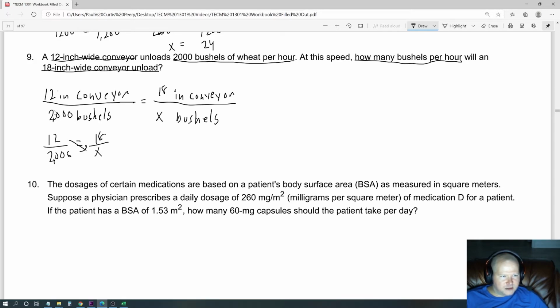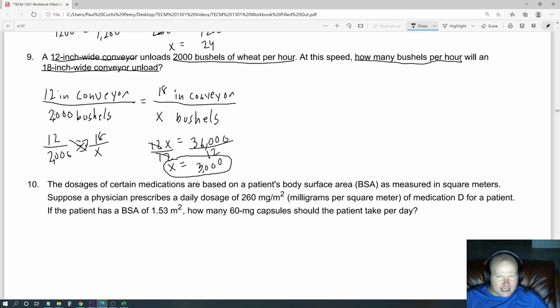We do cross multiplication. 12 times x is 12x, and we have 2,000 times 18, which is 36,000. Then 12x divided by 12, those cancel out, leaving x. And 36,000 divided by 12 will give me 3,000. So the answer to this one is 3,000. The 18-inch wide conveyor will unload 3,000 bushels per hour.